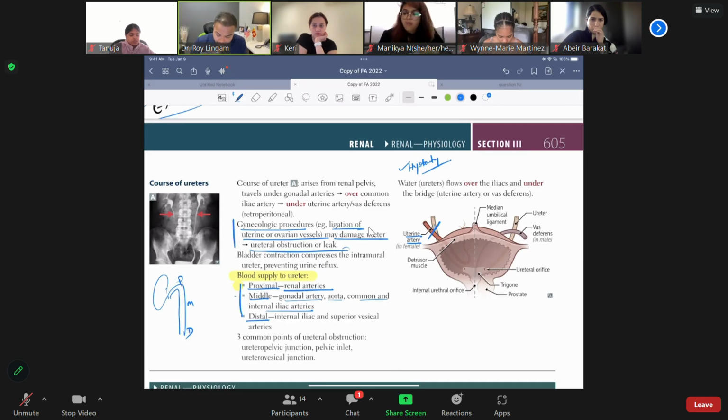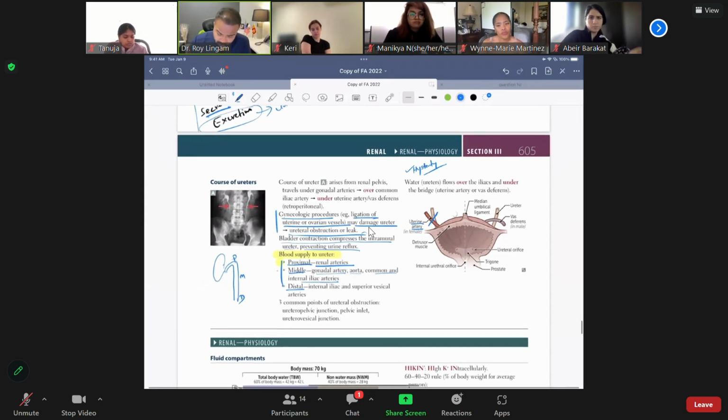Okay. Now, if you see the other anatomy here, folks, bladder contraction compresses the intramural ureter, preventing urine reflux. Okay. Now, we will talk about that when we do urinary incontinence. So we have to talk about the mechanics, how urine comes. Those are part of the bladder. We will keep it separate. Okay, I'll talk about that. All right, so that's about the ureter, what we need to know.